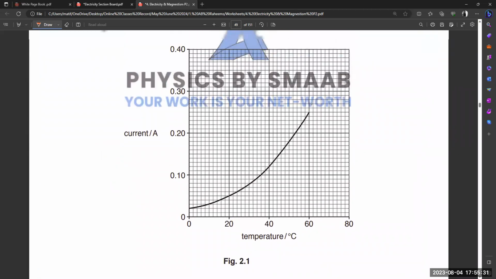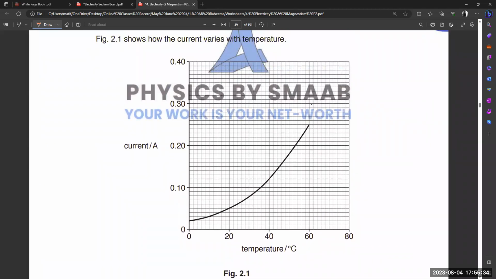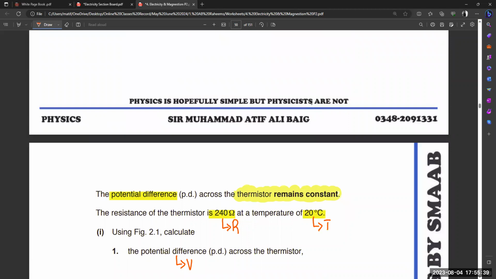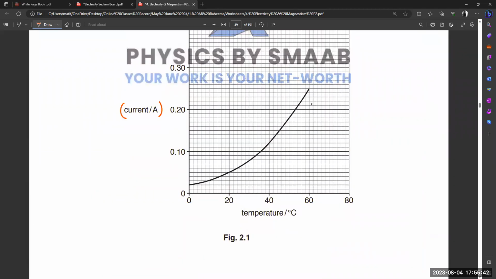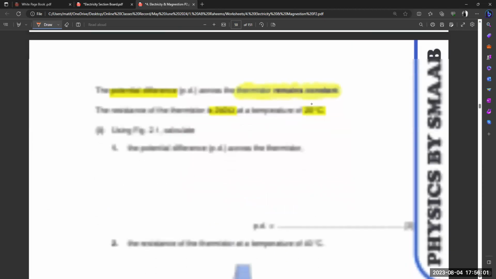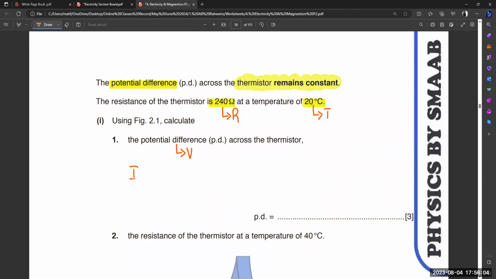So you can see that with the help of temperature, we can easily find the current value from the graph, right? So the temperature is 20 degrees. Let's mark the value 20 degrees. So 20 degrees is over here. You need to check this point: how much current? 0.05. 0.05 ampere is the actual value for our question. So we just write the value from the graph. I is equal to 0.05 ampere and R is equal to 240 ohm.